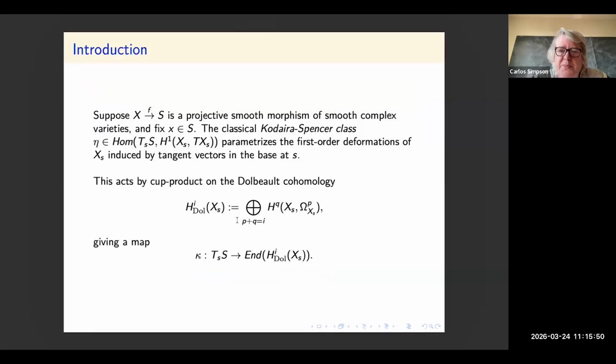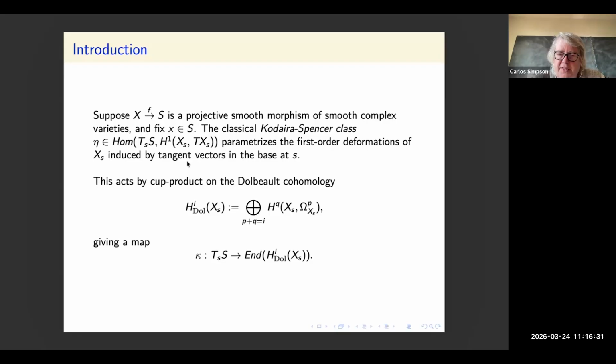So suppose we have a smooth projective morphism of smooth complex varieties, and we look at a point in the base, that should be S. Then the classical Kodaira-Spencer class is the map from the tangent space of the base into the deformation space of the fiber, which is H1 of X, T_X. And this tells us the first order deformations of the fiber variety X_s induced by tangent vectors in the base.